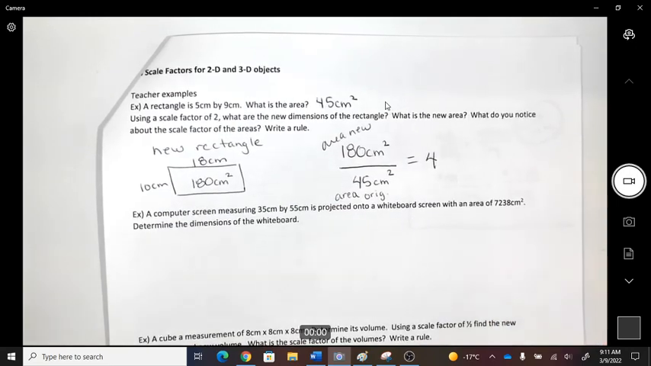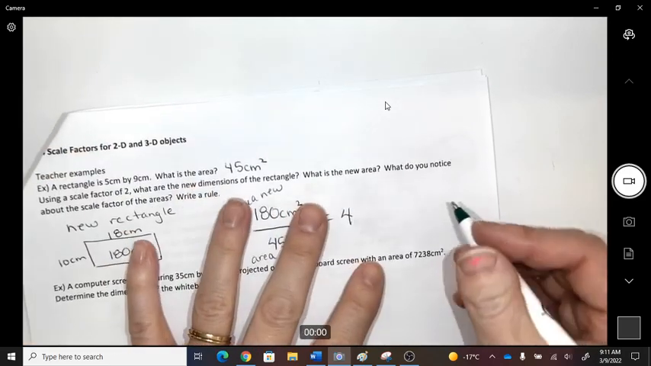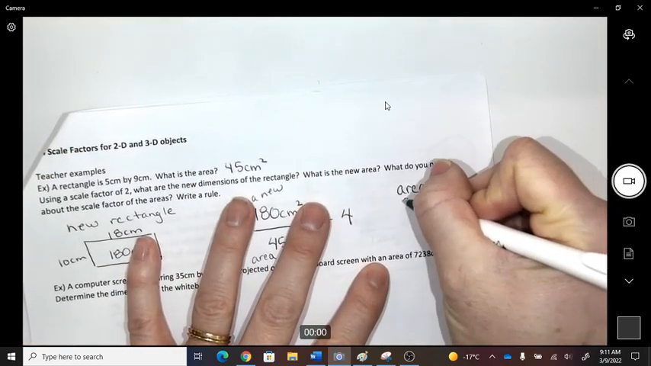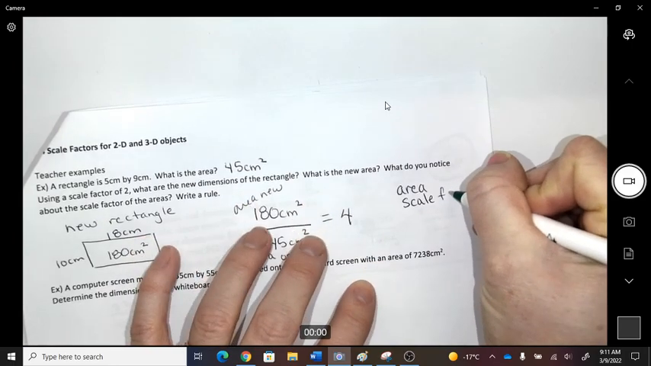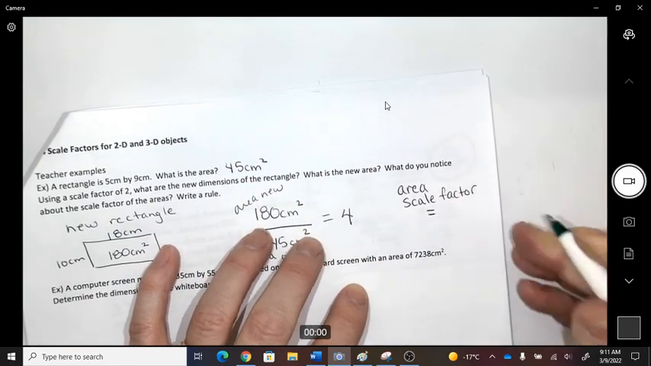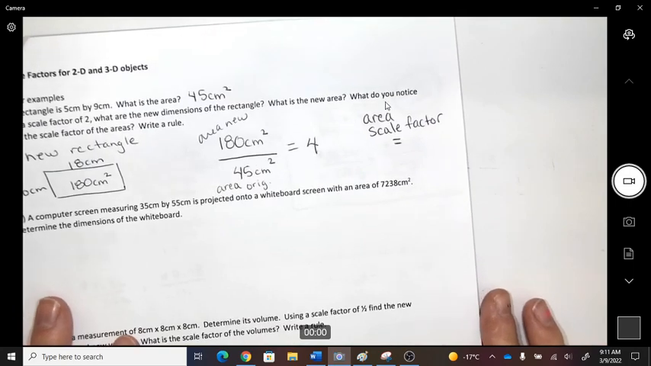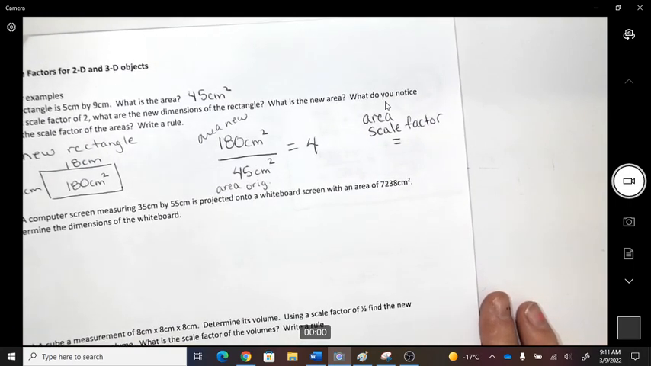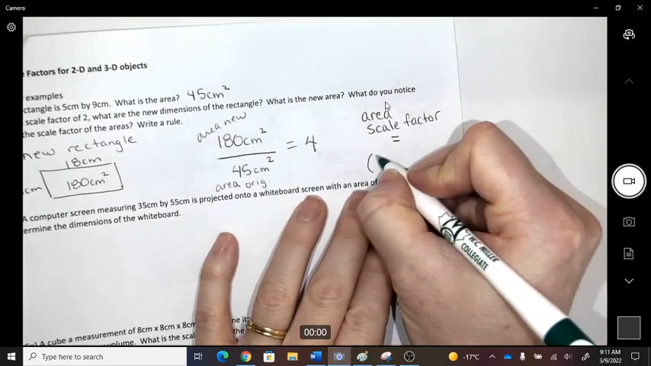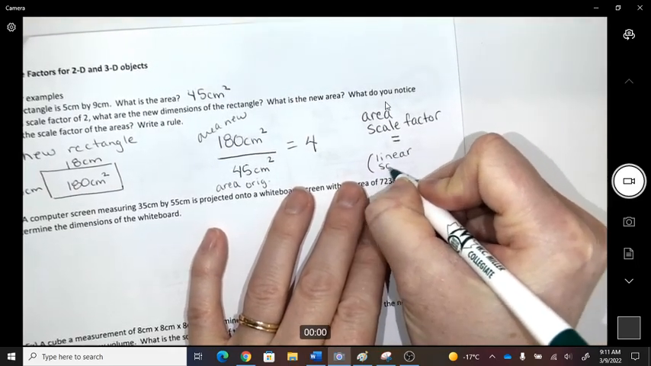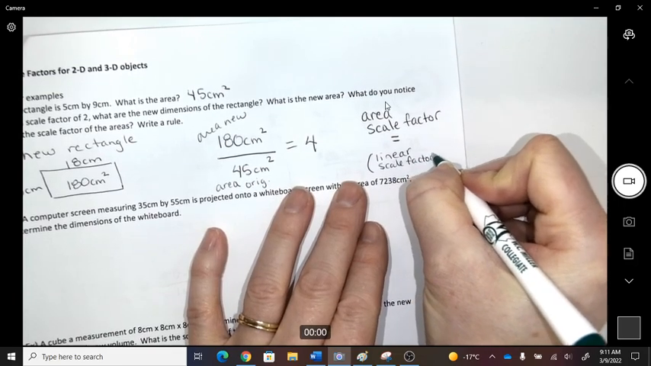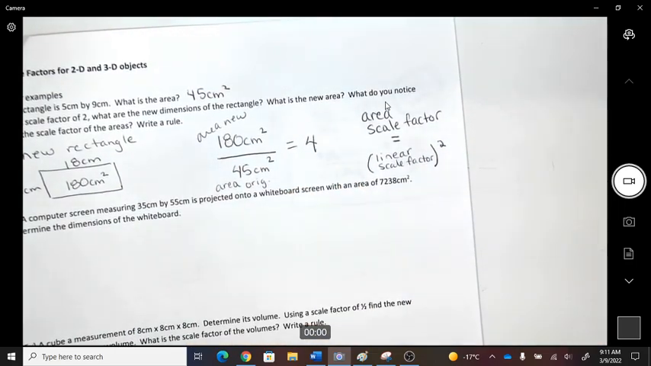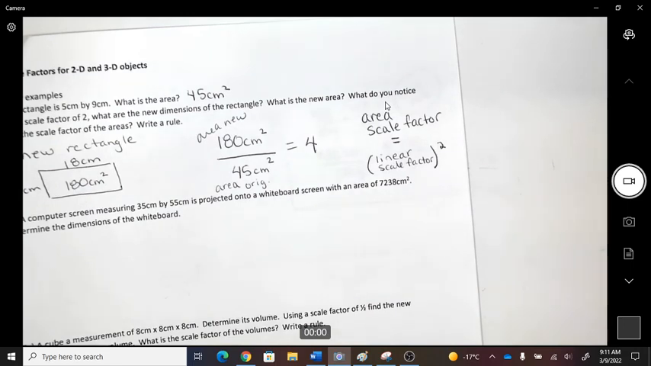So can we write a rule? Okay, the area scale factor equals the linear scale factor squared. So the linear would be like when I'm changing just the sides. So if I change the sides by 2, 2 squared means the area is 4 times bigger.